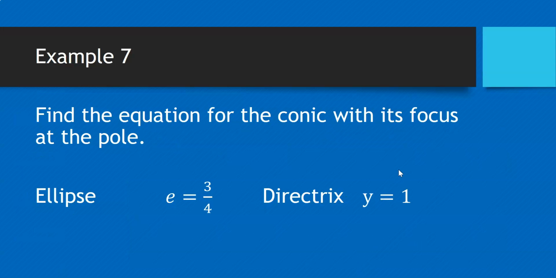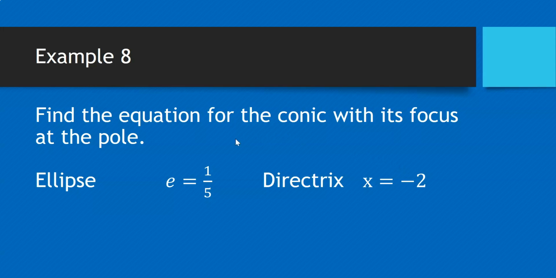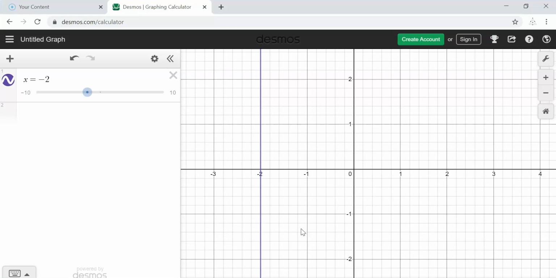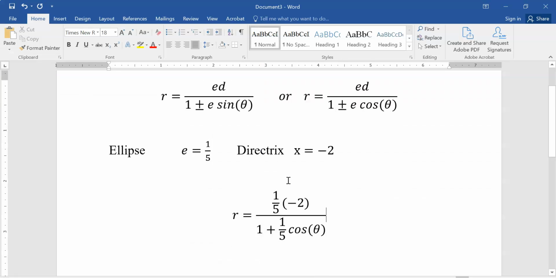I would like you to do example 8 here. So we have another ellipse, eccentricity of 1/5, directrix at x equals -2. Push pause on the video and do that on your own. First thing is to notice that x equals -2 is a vertical line. And so our ellipse is going to be stretched out left and right more than it's stretched out up and down. So we're going to use the cosine version of the equation.